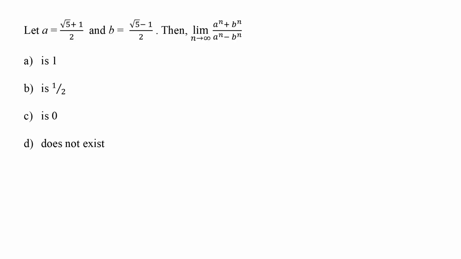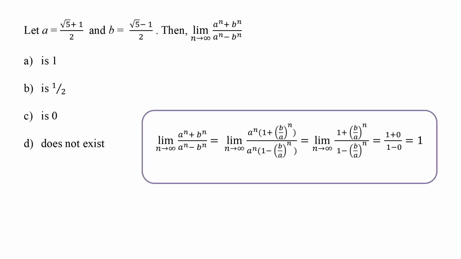Let A is equal to (root 5 plus 1) by 2 and B is equal to (root 5 minus 1) by 2. Then find this limit. So in this question, take a raised to the power n common from the numerator and the denominator. So you will get 1 plus (b upon a) raised to the power n and 1 minus (b upon a) raised to the power n. Putting the limits, it becomes 1 plus 0 upon 1 minus 0, that is equal to 1. So option A is the right answer.